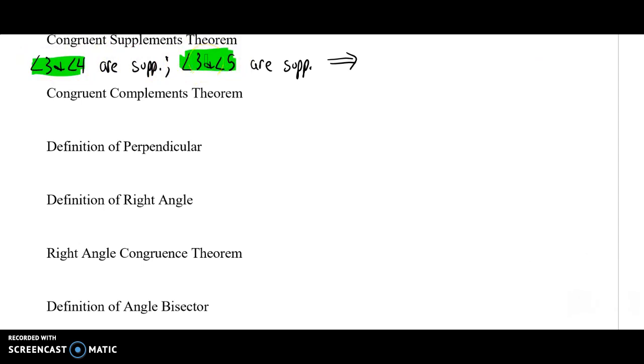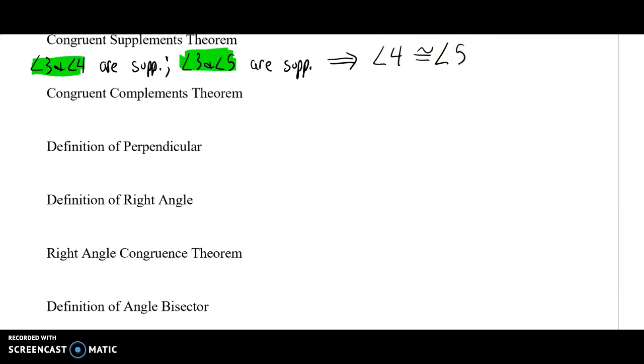And if we had an equation where we said that 3 plus 4 is equal to 3 plus 5, we could subtract 3 from both sides, and we'd end up with the measure of 4 equals the measure of 5. Taking it one step further, we can even then say, using the definition of congruent angles, that angle 4 is congruent to angle 5. Now, this is a theorem.